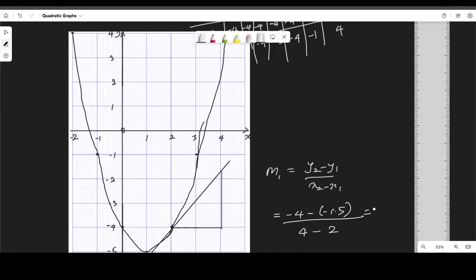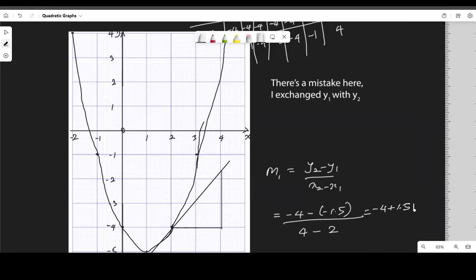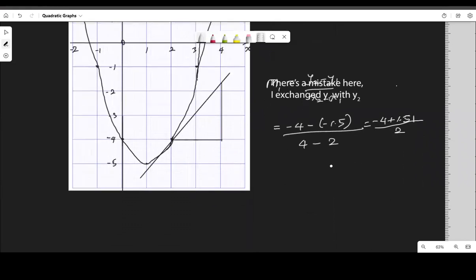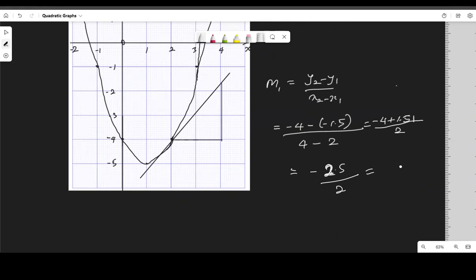So this will be negative 4 plus 1.5 all over 2, which is negative 3.5 over, supposed to be 2.5, not 3.5. Negative 2.5 over 2 is negative 1.25. That is for the gradient there.